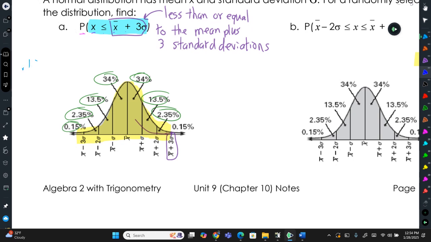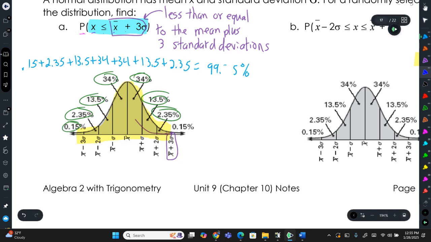So 0.15 plus 2.35 plus 13.5 plus 34 plus 34 plus 13.5 plus 2.35, and that equals 99.85%. Now that was a lot of adding we had to do.